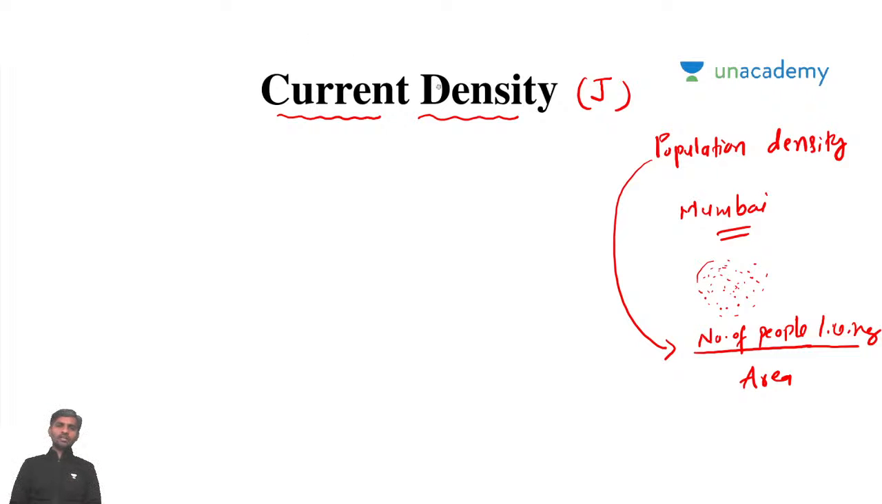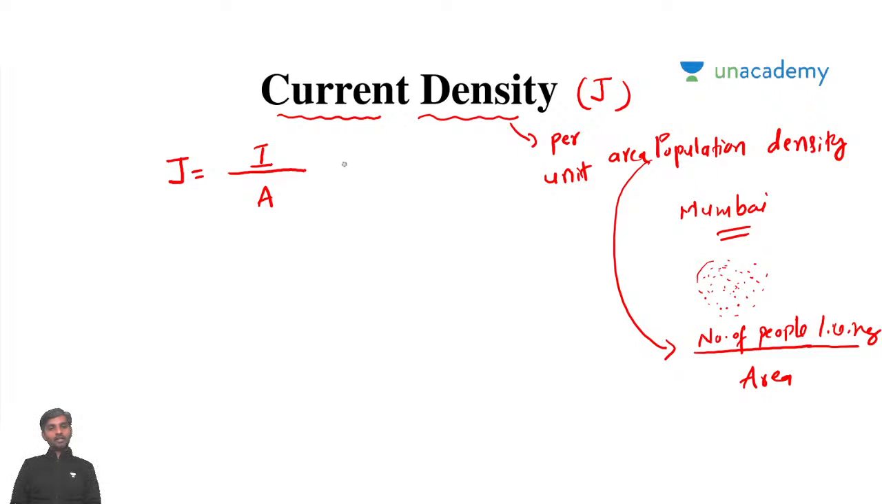Similarly, apply the same thing here: current density. What is current density? The name itself says it: whenever somebody says density, remember this is per unit area. Whenever somebody says density, you should use the words per unit area. For current density, you want current I by area A, I by A.